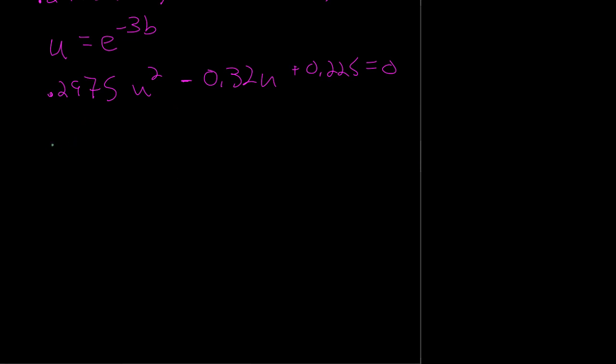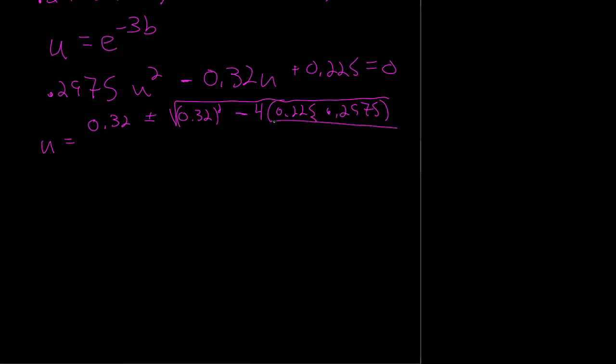So, we'll use our quadratic equation. We'll say that u is equal to 0.32 plus or minus the square root of 0.32 squared minus 4 times 0.225 times 0.2975, all over 2 times 0.2975. I tell you, this is when your calculator is your friend.